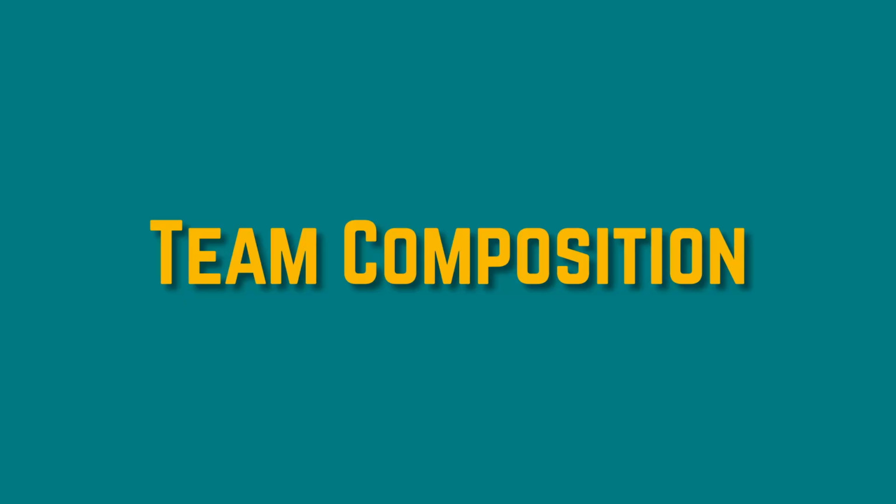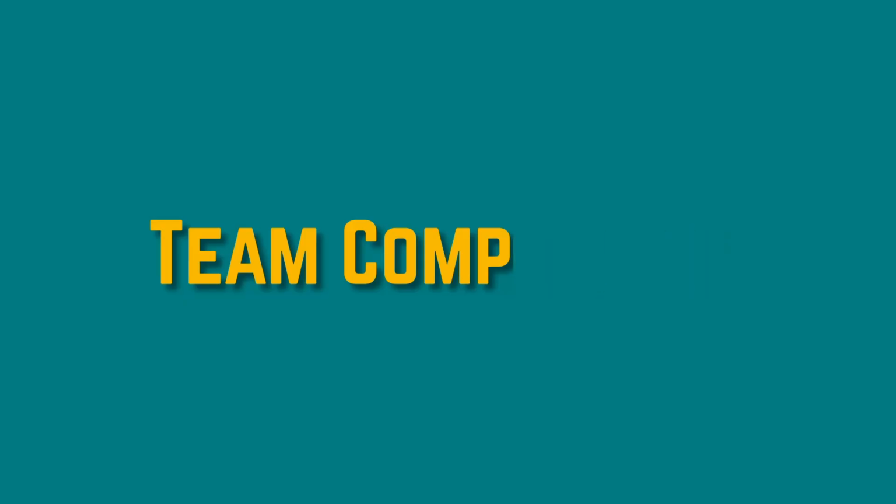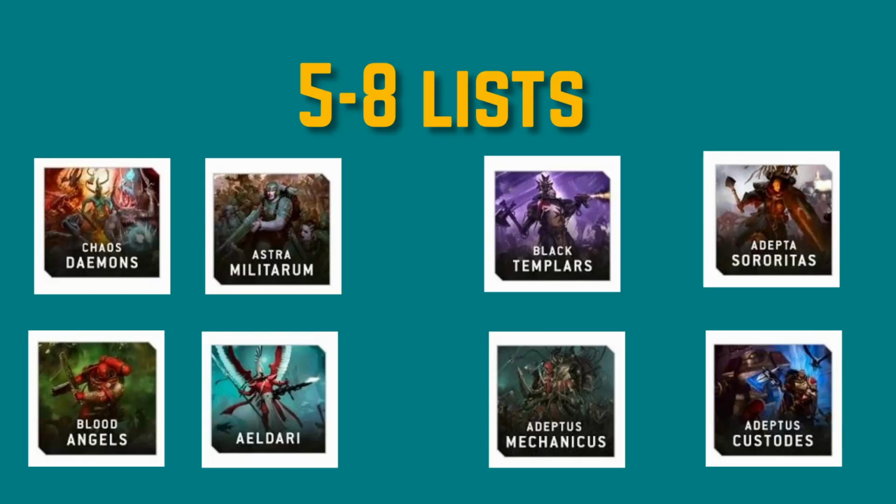Firstly, let's talk about team composition, or team comp for short. This is just the 5 to 8 lists you're going to take for your team. This can vary from Death Guard, World Eaters, whatever you want to take. That doesn't really matter. A lot of people are going to ask, what's your team comp? And then you could just rattle off the 5 to 8 lists that your team has.